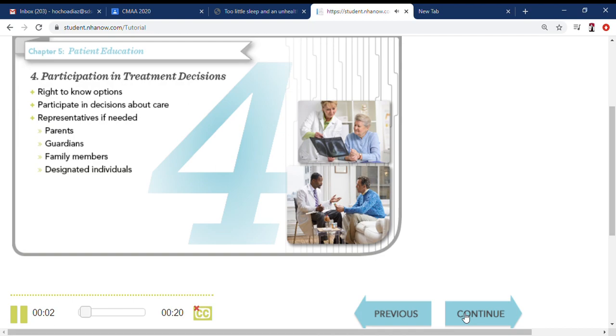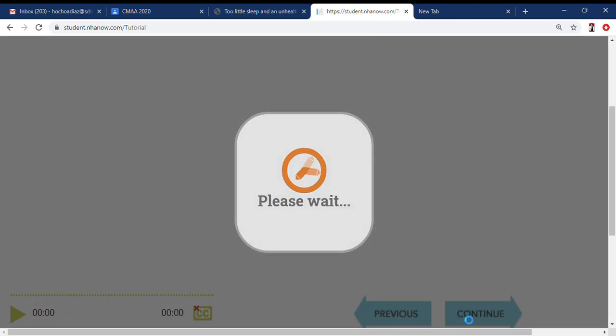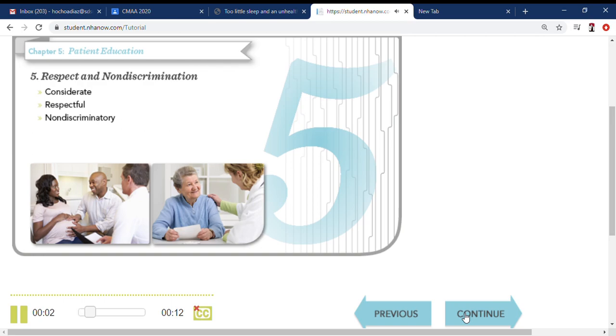Fourth, participation in treatment decisions. Patients have the right to know all their treatment options and to participate in decisions about their care. Parents, guardians, family members, or other individuals designated by patients can represent them if they can't make their own decisions. Fifth, respect and non-discrimination. Patients have the right to considerate, respectful, and non-discriminatory care from providers and healthcare representatives.